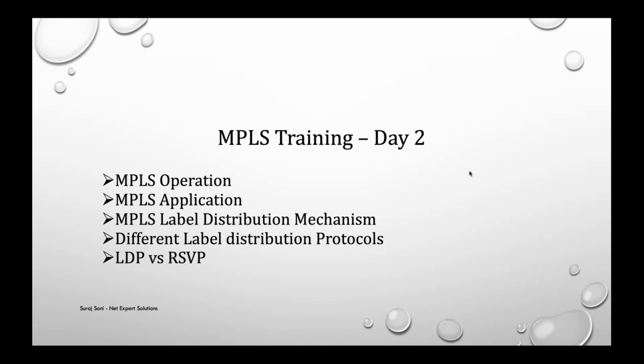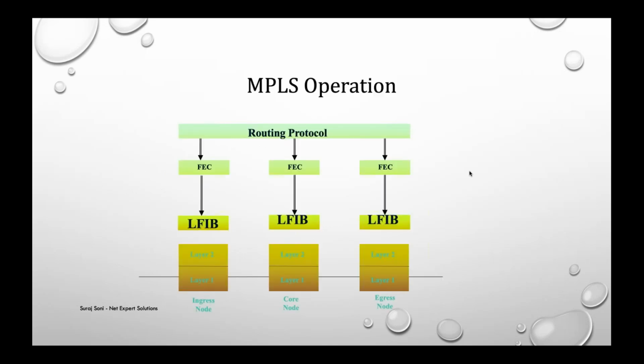So let's start, guys. First of all, the MPLS operation, how MPLS works. On top we have the routing protocol. We still need unicast routing to be enabled end to end for running MPLS. Unicast routing has to be there. Then below that we have FEC.